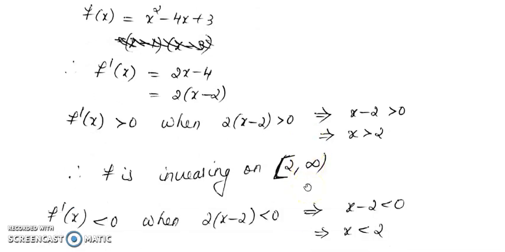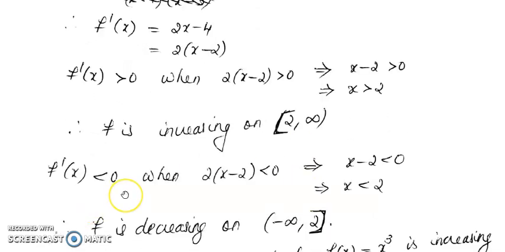ഇനി അതുപോലെ f dash of x is less than 0 when 2 into x minus 2 is less than 0. Similarly, we will get x minus 2 less than 0 എന്ന് കിട്ടും. That means x must be less than 2. So therefore, we will get the open interval minus infinity to 2. So therefore, the function is decreasing on the interval minus infinity to 2. So those are the intervals where the function is increasing and where the function is decreasing.